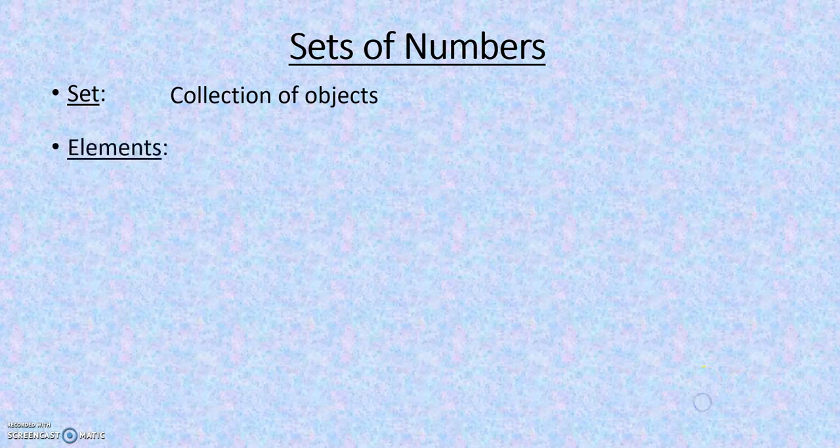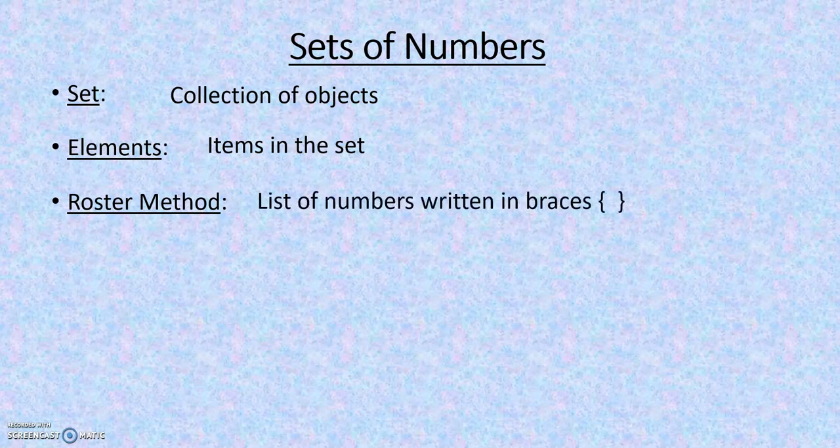Sets of numbers. A set is a collection of objects. Elements are items in the set. The roster method is a list of numbers written in braces. It is a way to write a set.